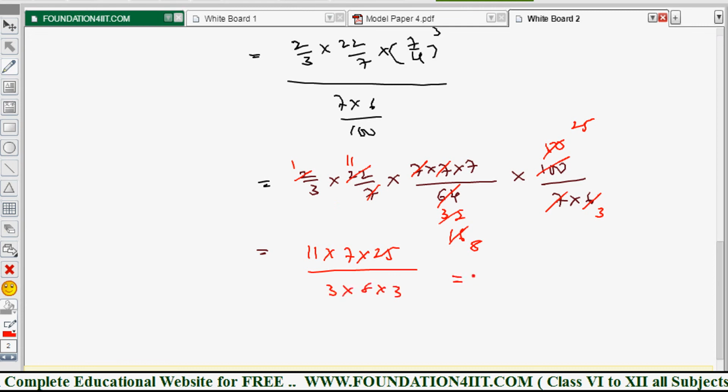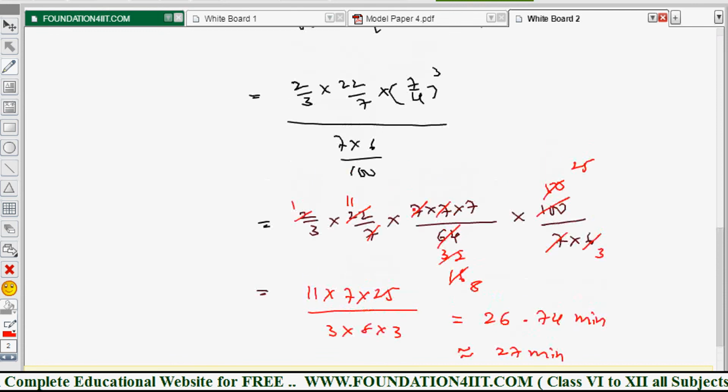Just you will simplify it in everything. Use calculator for this and you get 26.74 minutes. So that is approximately 27 minutes. So pipe will take 27 minutes to empty the tank.